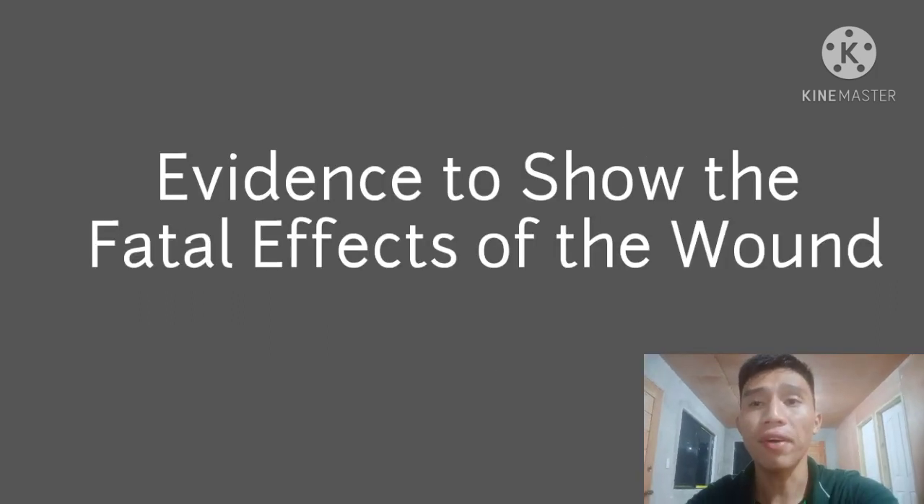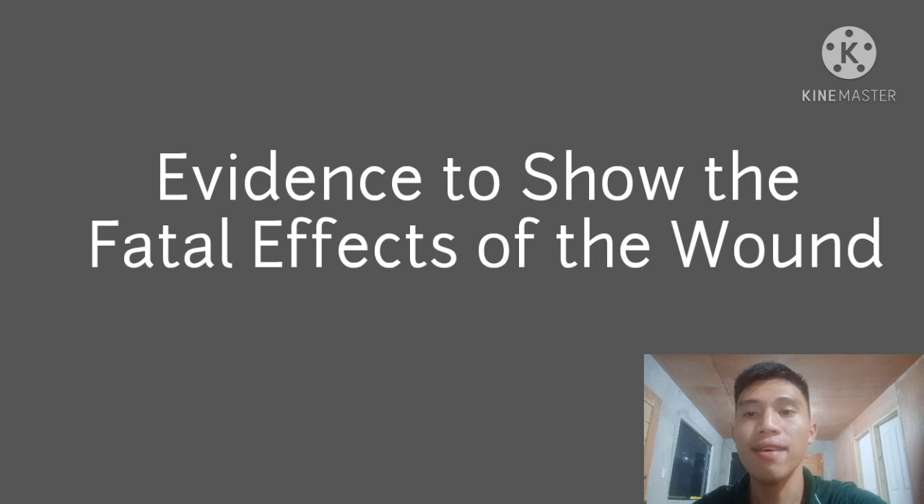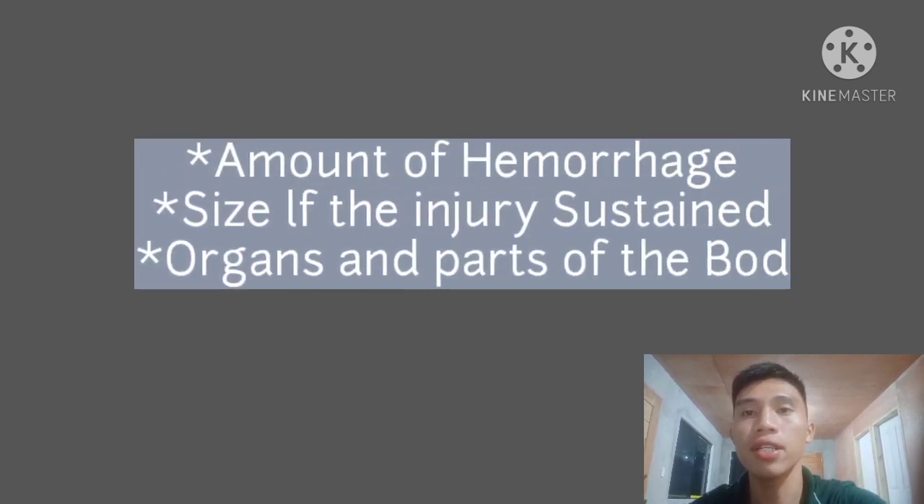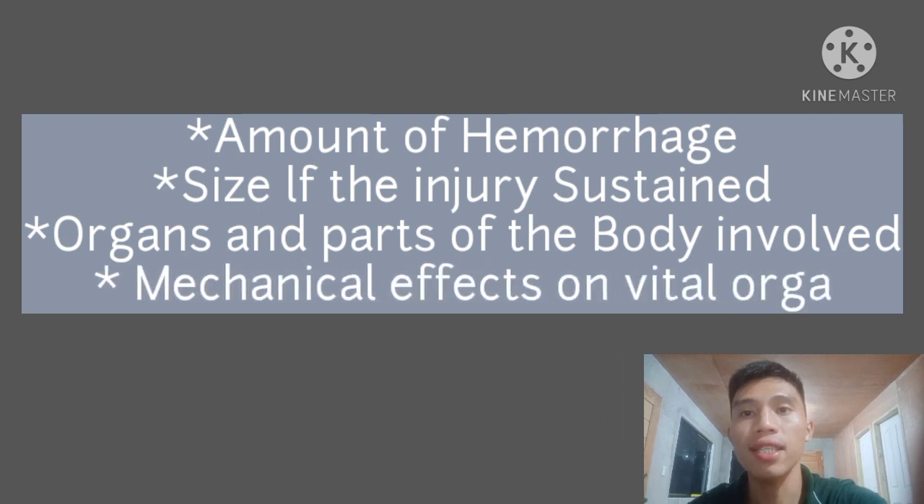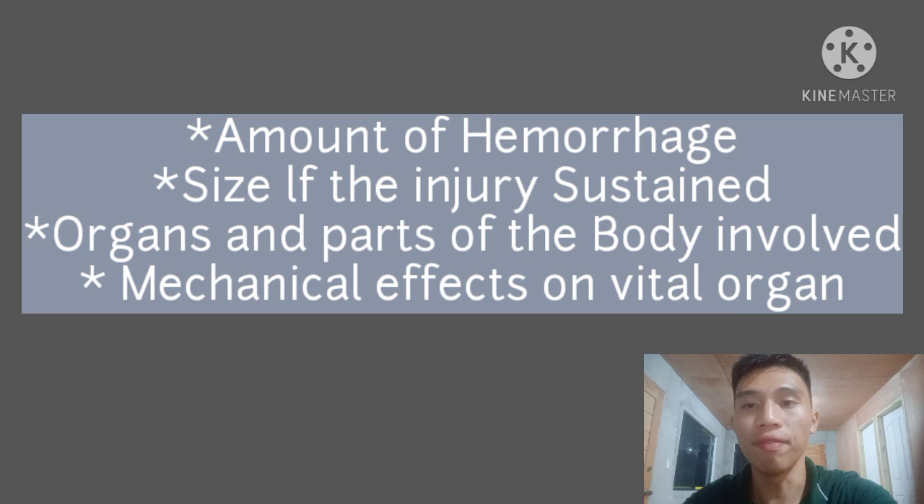The last part of our topic is all about the evidence to show fatal effects of the wound. So we have the amount of hemorrhage, the size of the injury sustained, organs and parts of the body involved, and the mechanical effects on vital organs.